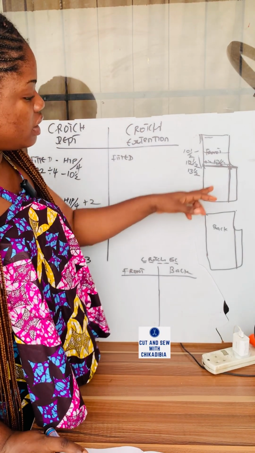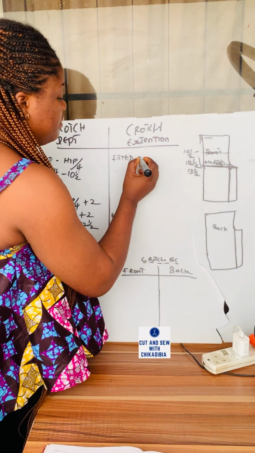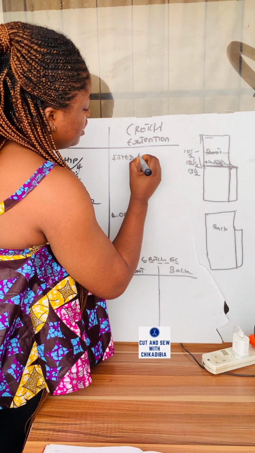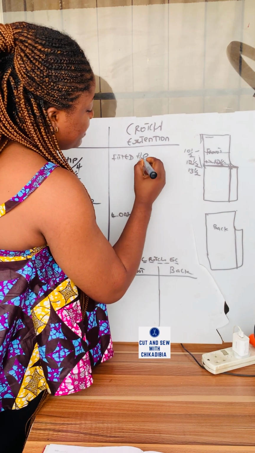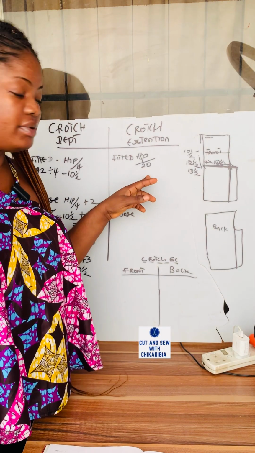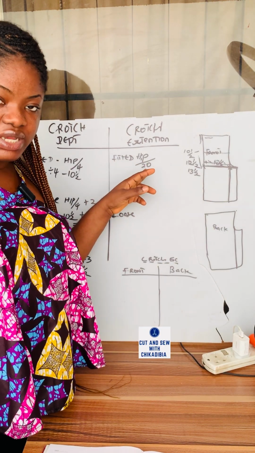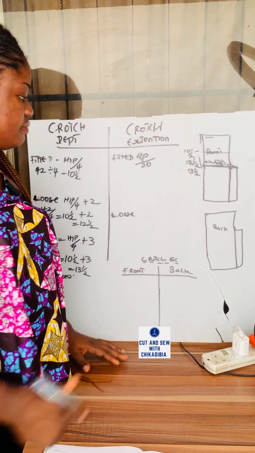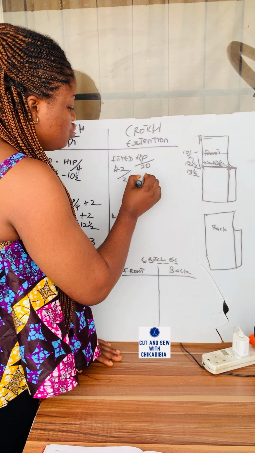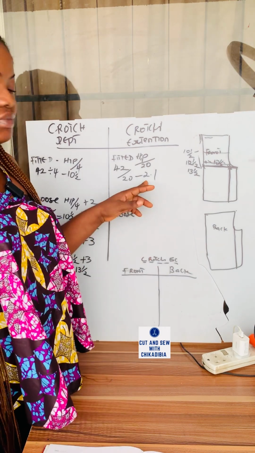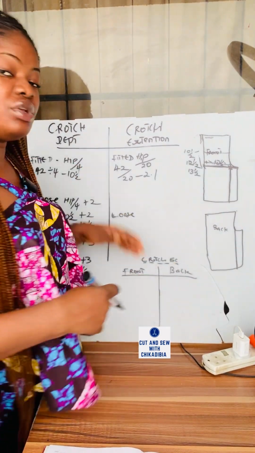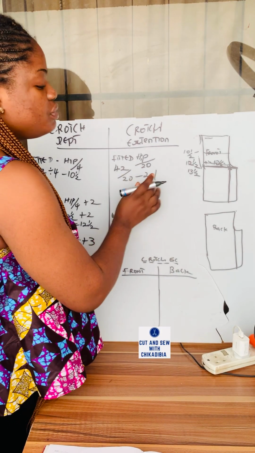I am going to divide my hip by 20. Let's divide it. My hip is 42. Divided by 20 will give me 2.1. So for a fitted pant, this is going to be your crotch extension.